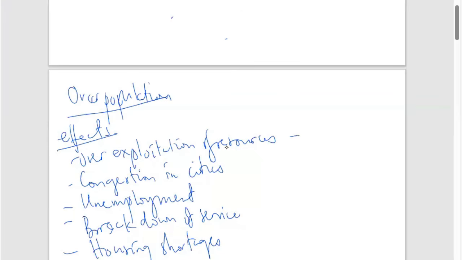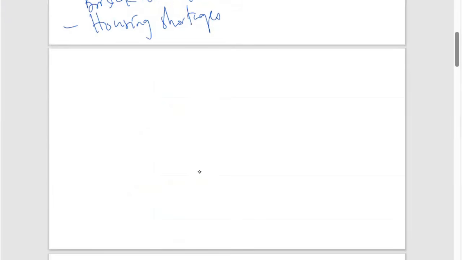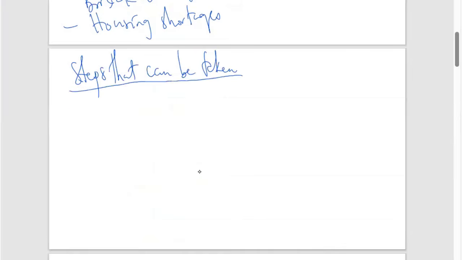We look at pressure on resources also leading to conflicts. It's a likely effect of wars because of having too many people. Those are the effects. And then we need to look at what can we do, steps that can be taken to reduce the problem. To avoid overpopulation, what can we do? There are some steps that we can take.